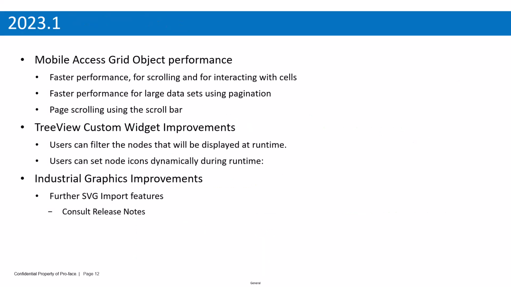Now getting into some other functions that have been added in 2023.1: some more grid object performance improvements in mobile access, and some tree view. There's a tree view custom widget that comes with the install of Blue Open Studio. There have been some improvements done to that. You can see them here. Then again, industrial graphics improvements and further SVG import features, and that's all documented in the release notes.